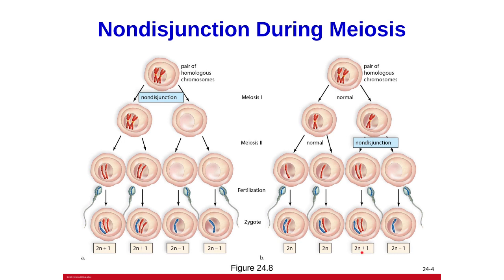So this means it's 46 plus 1, so 47 chromosomes in total. Here the female didn't contribute any of this particular chromosome, so there's just one copy from the male. So this is a monosomy, and the number would be 2n minus 1. So it's 46 minus 1, so 45 chromosomes altogether.